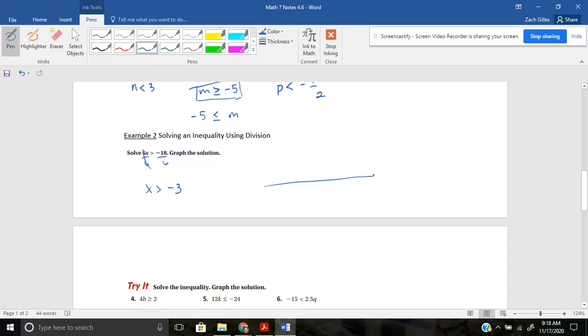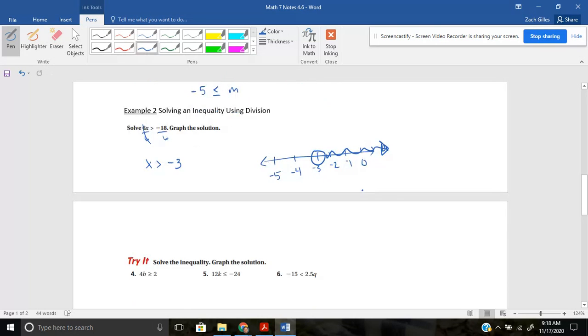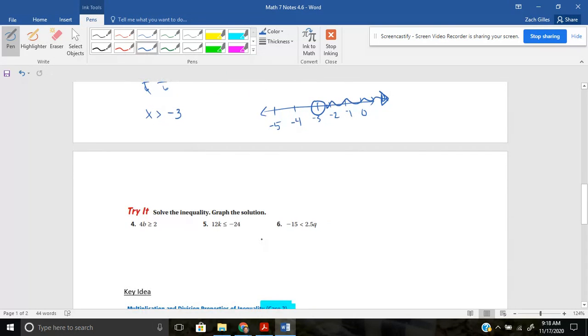So it's going to be a negative answer. And then I'll graph this one quick. So -2, -1, 0, and getting more negative, -4, -5. Open circle at -3 since it's not or equal to, and then it's where x is greater than, so I'll shade to the right. All right, go ahead and pause again for these 3 try it problems for 4, 5, and 6.